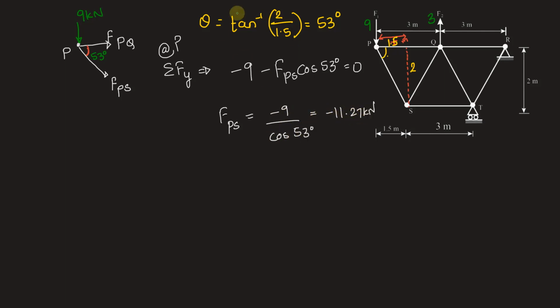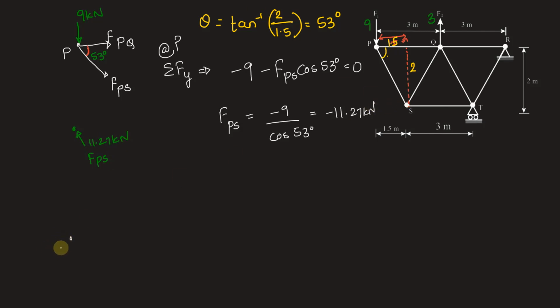Because we have got a negative sign here, it clearly indicates the direction we assumed was wrong and the force is actually in the opposite direction. So the force is towards joint P. This is the force in member PS, which is 11.27 kN. Now next we'll choose joint S.